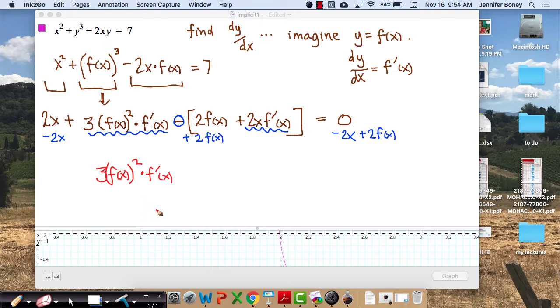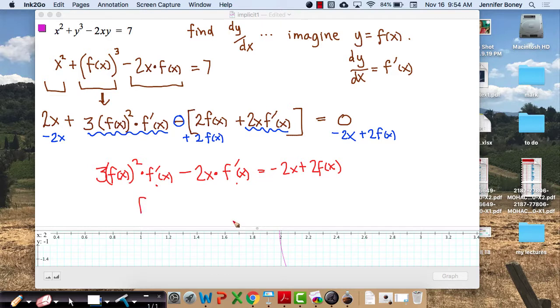And then minus 2x times f prime of x. And on the other side, we've got negative 2x plus 2f of x. The order of the terms, they're just added and subtracted. Obviously, you could write those in different orders. But our goal is to solve for f prime of x. So it's really divide, but factor and divide.